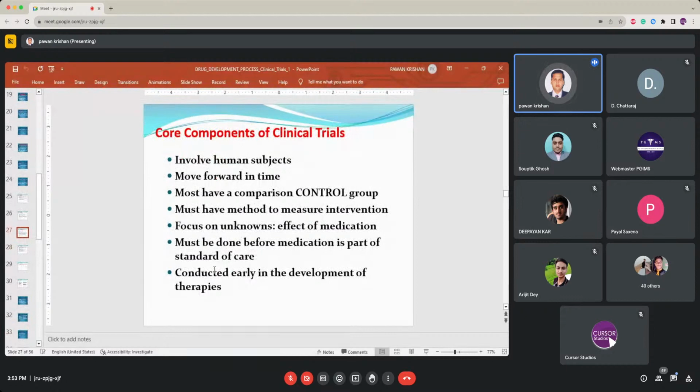So I'll just talk about four components of clinical trials. As we know, they involve human subjects, and they move forward in time. They must have a comparison control group. They must have a method to measure interventions. They must focus on the unknown aspects, specifically the unknown effects of a new medication. There should be a great focus on that. Clinical trials must be done before any medication becomes part of standard of care, and they are conducted early in the development of therapies.